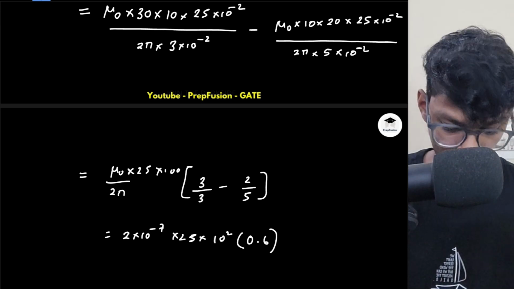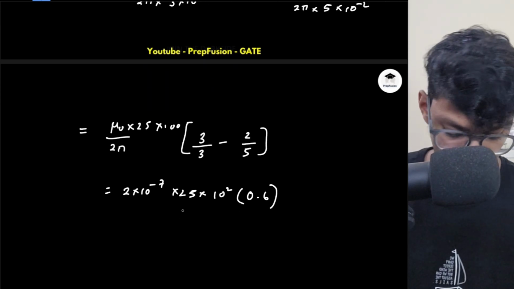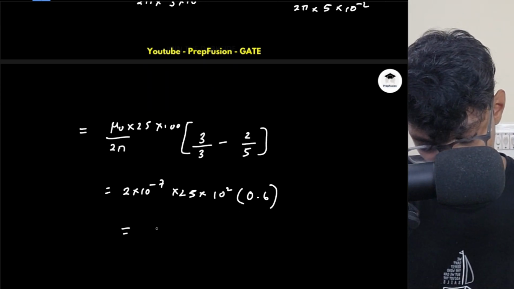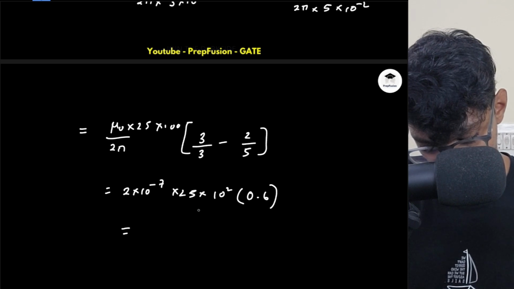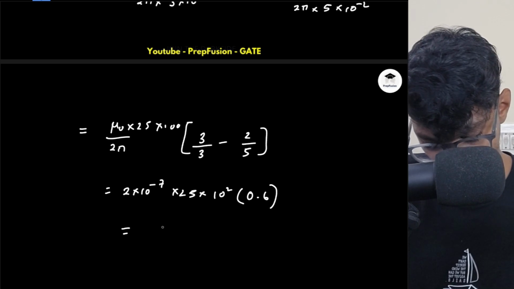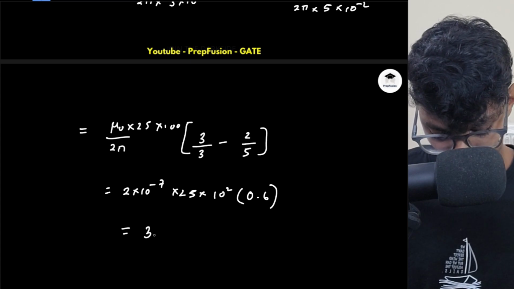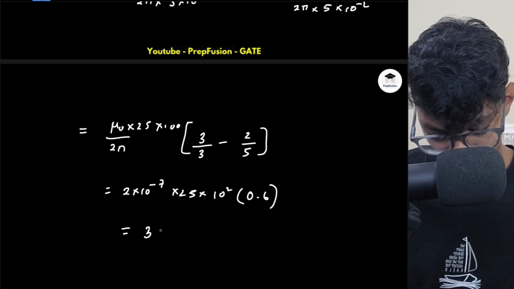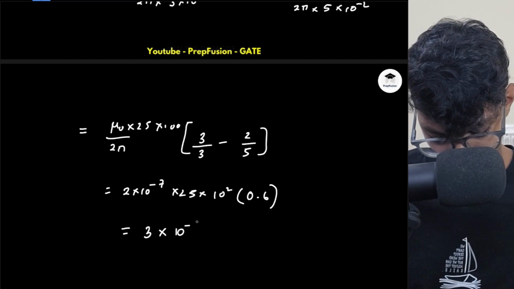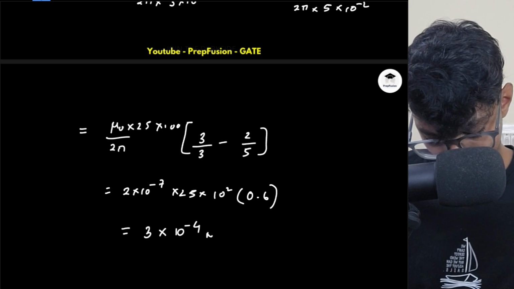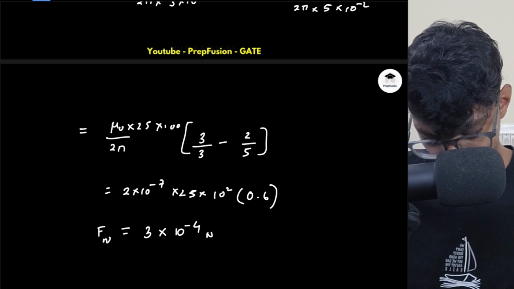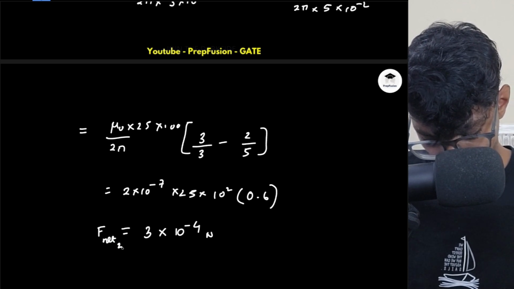Okay, so it will be 1. This is 50 times, this will be 50. 10 will go. Okay, 50 times 0.6, or 5 times 0.6 is 3. So 10 goes here, 30 goes here, minus 4 Newton. Okay, this will be the net force on 2.